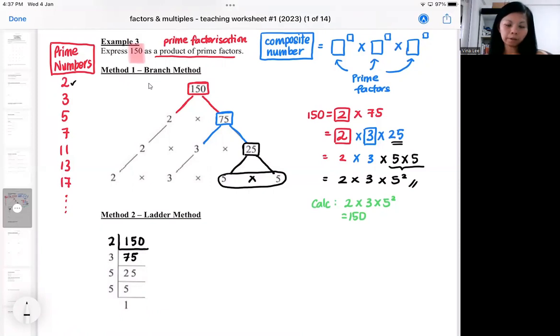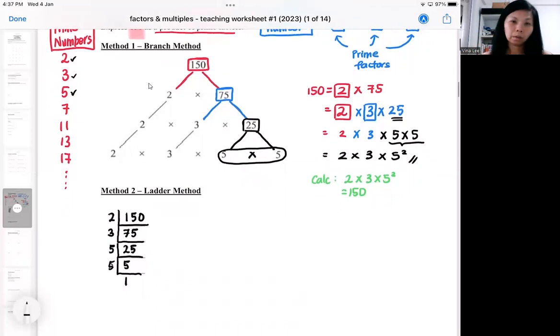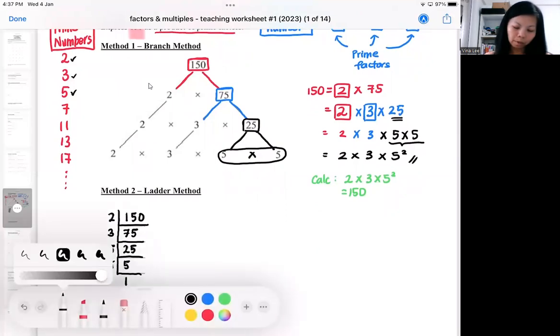Then the next one, 75, cannot be divided by 2, so you go on to the next prime number. You divide by 3. You press 75 divided by 3, and it will give you 25. Then you go on to the next prime number, so you divide 25 by 5. You get 5. So you keep on dividing until you get a 1. Until you get a 1, you cannot stop dividing.